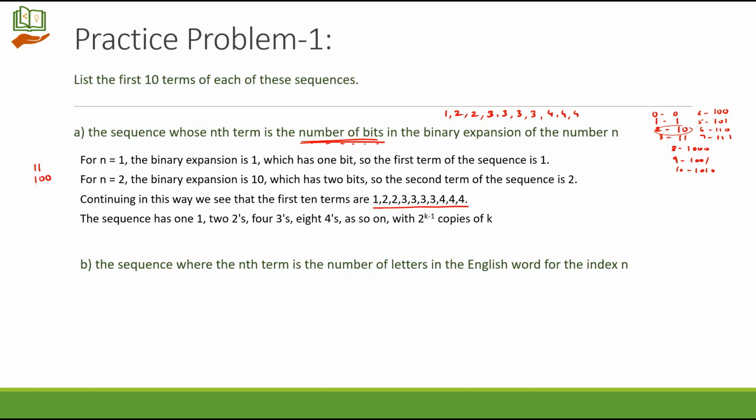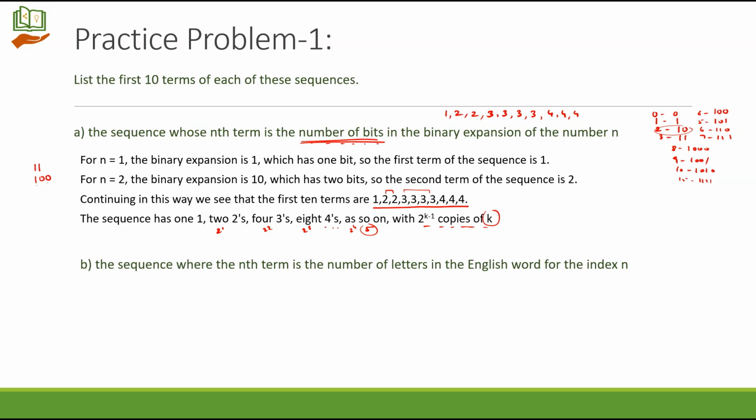The sequence has 1 one, 2 twos, 4 threes, 8 fours. So how many numbers are there is what they have counted. 2 number of 2s, 4 number of 3s. They say it will have 8 number of 4s because from 8 till 15 you will have 4 bits here. This is 2 power 1, this is 2 power 2 and this is 2 power 3. So when you have 5 bits, this will run for 2 power 4. It means for 16 numbers you will have 5 bits is what they say. They have given it in the form of general notation 2 power k minus 1.